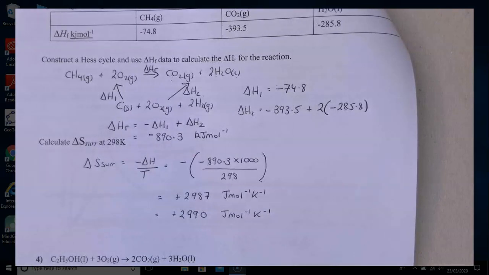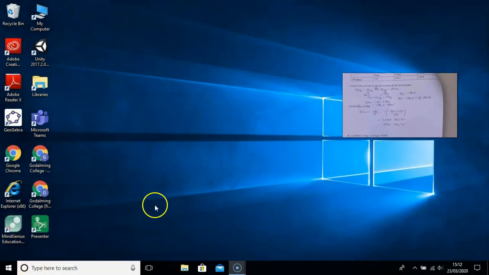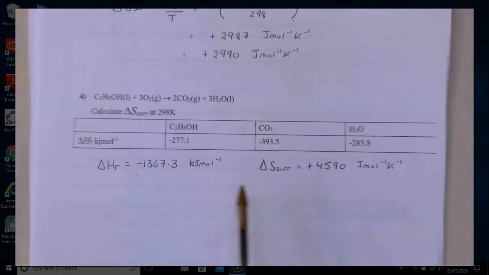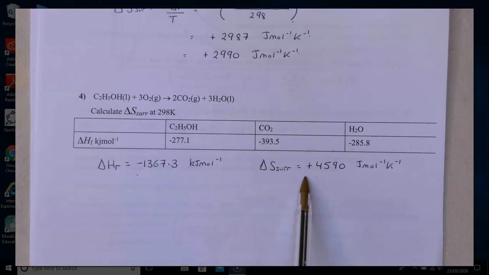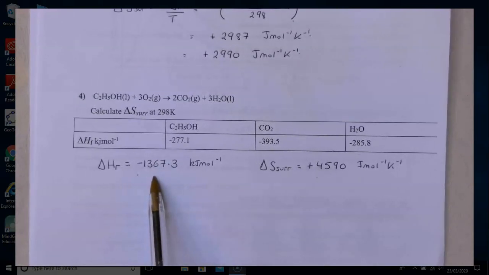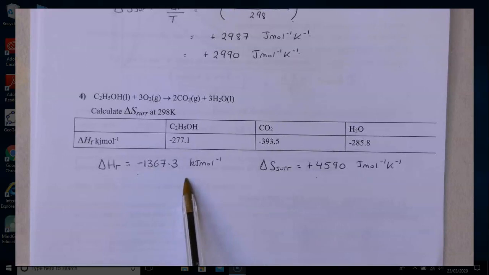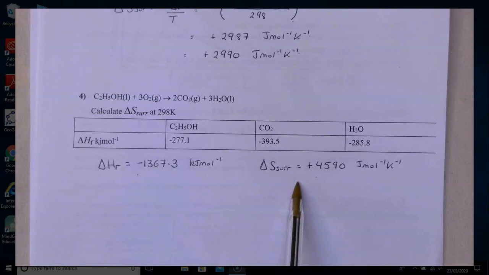Okay, so it's over to you. What I'd like you to do now is pause the video and have a go at the questions on pages 11 and 12. And as you can see here, we've now got question 4. So I've worked out my delta H of reaction, and I've used it to work out my delta S surroundings. This is an exothermic enthalpy term, so this will be a positive entropy change, because if it's an exothermic reaction, the surroundings are gaining energy, so therefore they must be gaining also in entropy.